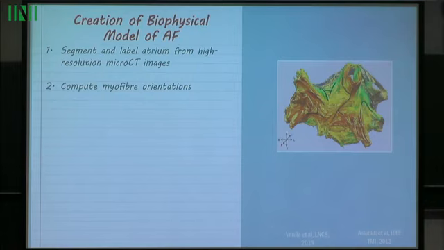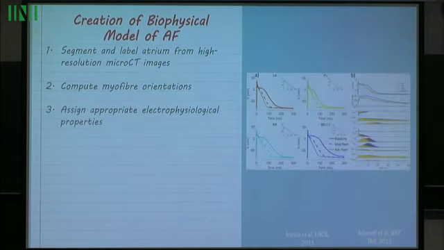So the cardiac cells are elongated, they're not spherical, and the electrical signal propagates faster along them than across them. So that's important for your model. Finally, you need to assign the appropriate electrophysiological properties to the cells in your model.